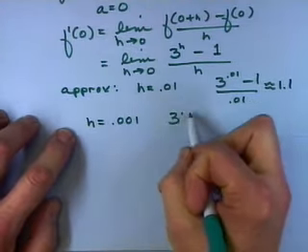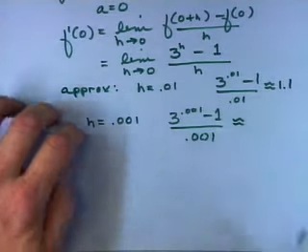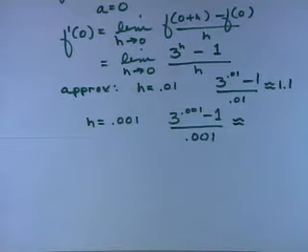So if h is 0.001, about 1.5. No, not yet. 1.09. I was thinking the answer was going to be 1.04. Maybe I have 1.09.